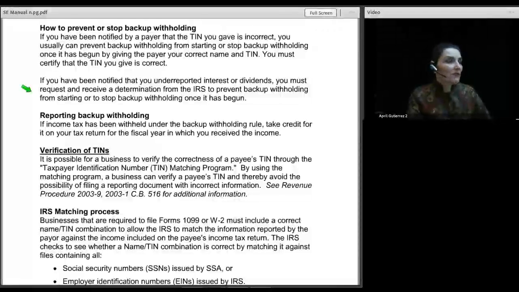And so they started backup withholding, and it took almost a year to stop it because the IRS had to give that particular company permission to stop.